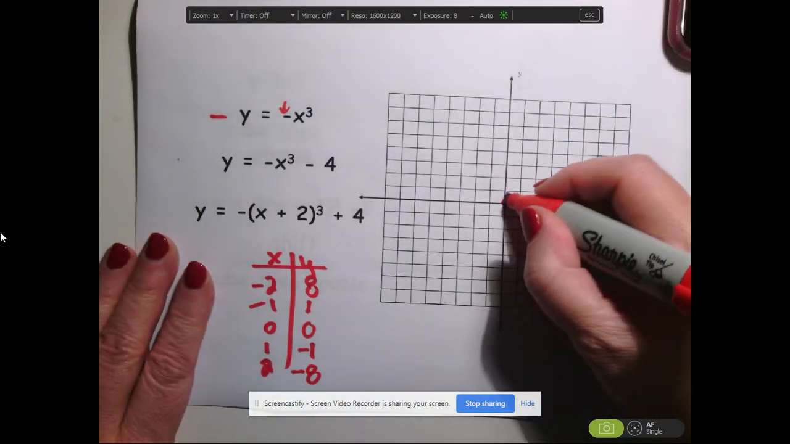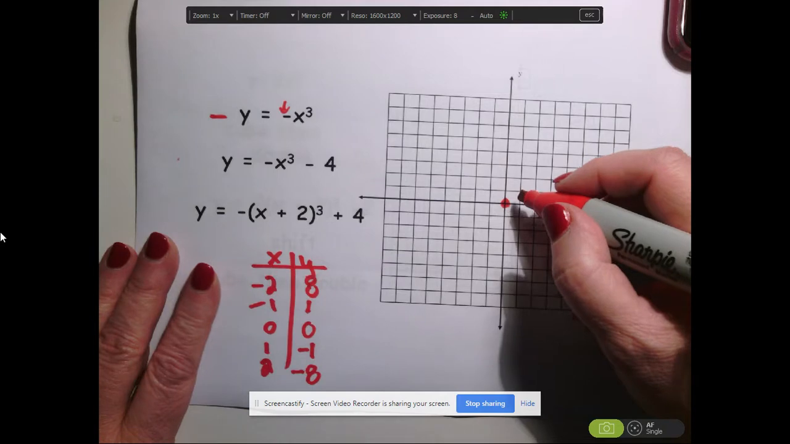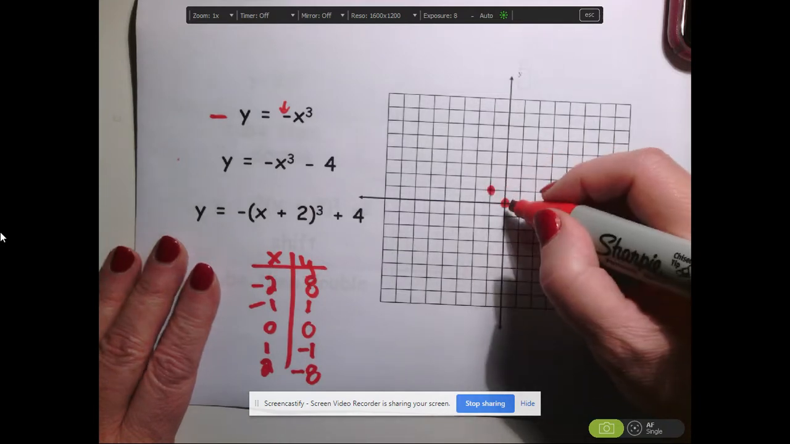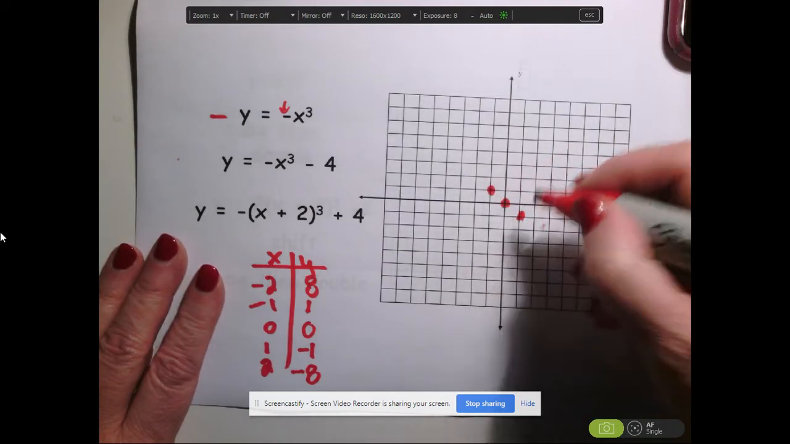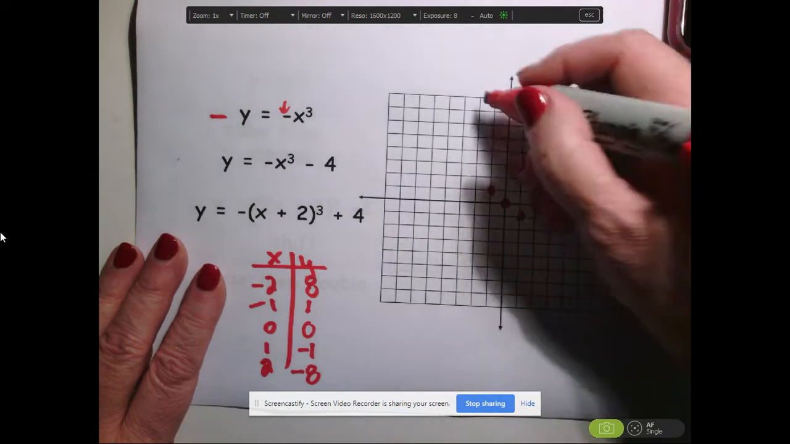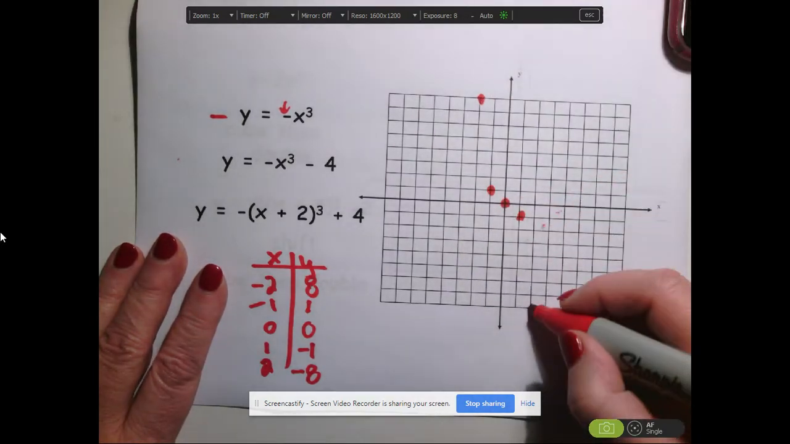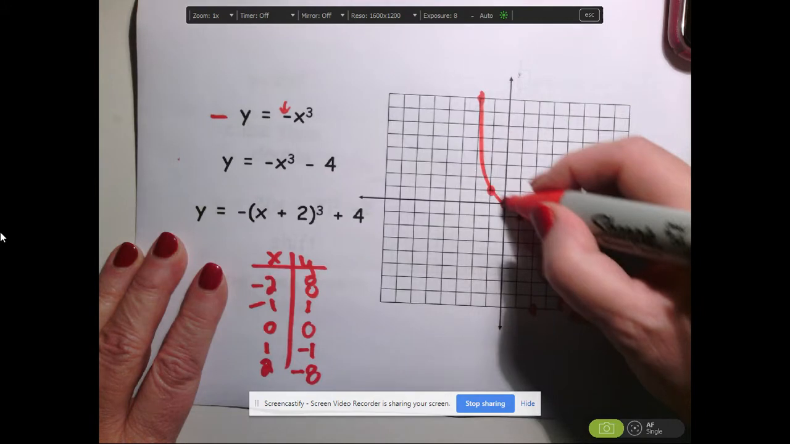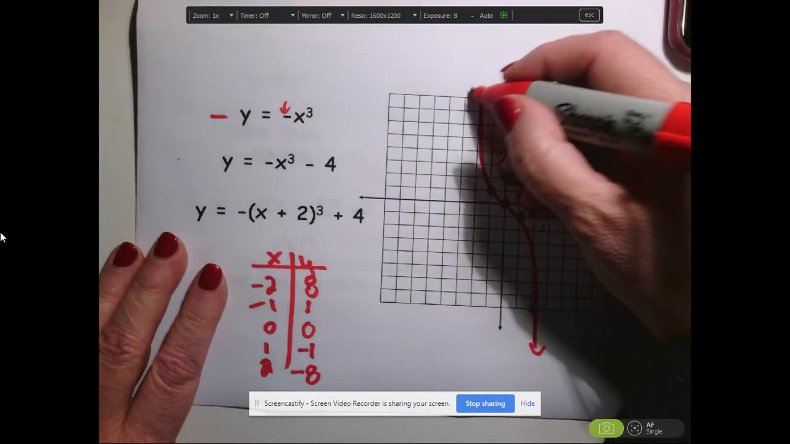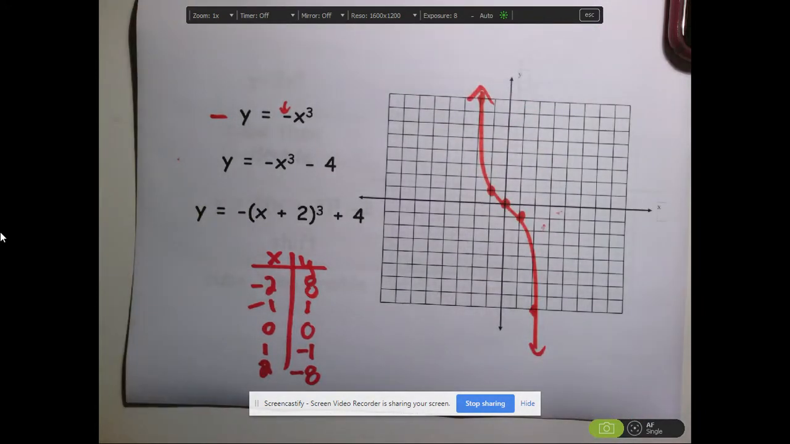So I'm going to go 0, 0. I will go negative 1, positive 1. I will go positive 1, negative 1, over 2, up 8, and over 2, down 8. So you can see now that this is what the equation would look like if it had a negative sign.